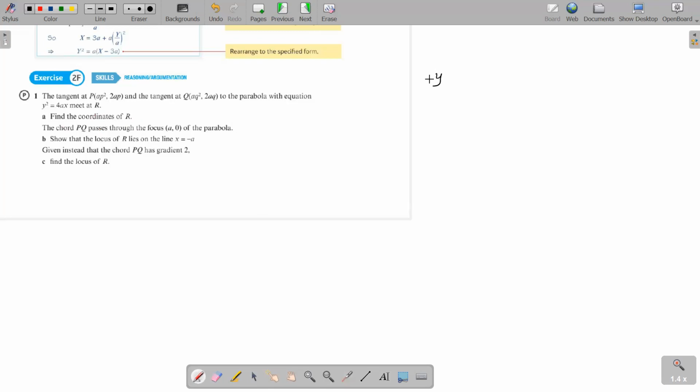Once again, do you want me to remind you quickly what the parabola is? In the parabola, a is the focus, do you remember? So (a, 0) is your focus, and the directrix goes at x = -a. So this is the directrix. The rule is that the distance from any point on the parabola to the focus and the perpendicular distance to the directrix are equal. Now they say the tangent at P and the tangent at Q. There are two points called P and Q on your parabola. They meet at R. Find the coordinates of R.